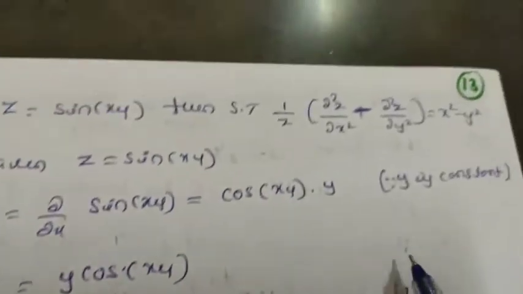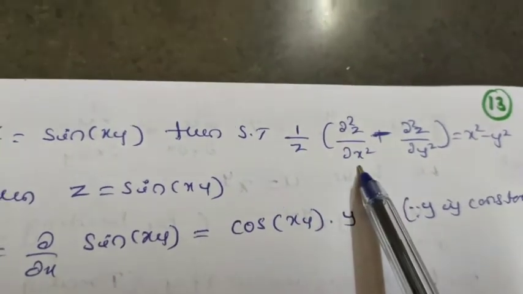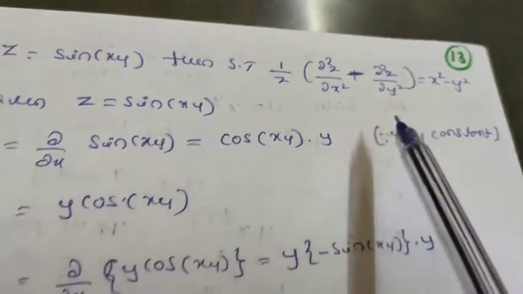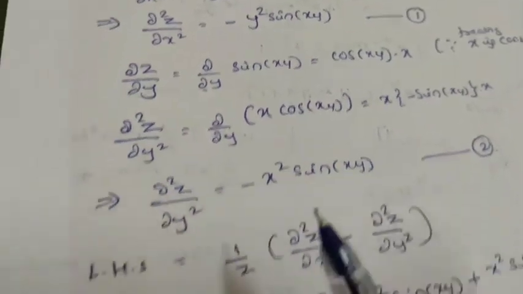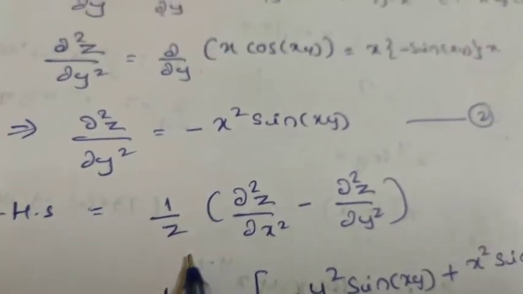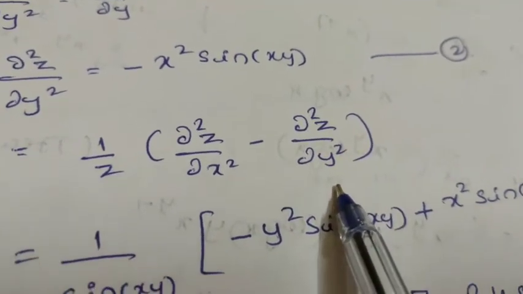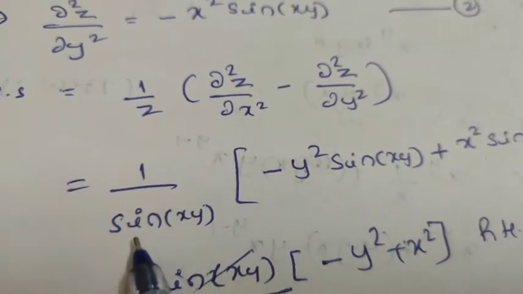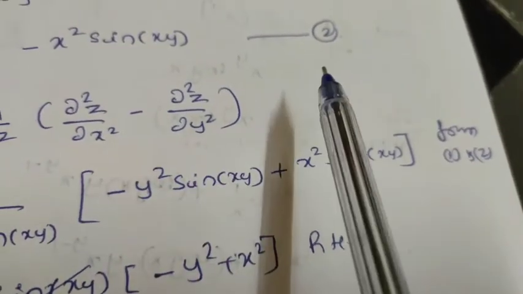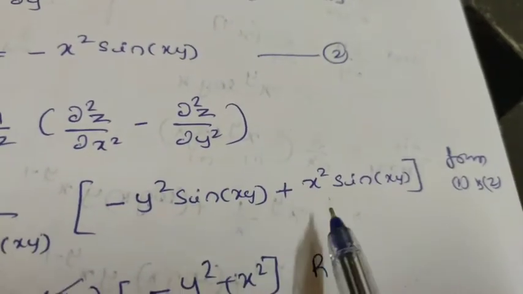So we have to find this 1 by z into ∂²z/∂x² minus ∂²z/∂y². Let us write this as it is. Consider this LHS. LHS is equal to 1 by z into ∂²z/∂x² minus ∂²z/∂y². 1 by z, that is 1 by sin xy as it is. You have to substitute the values of ∂²z/∂x² and ∂²z/∂y² from equations 1 and 2 here.